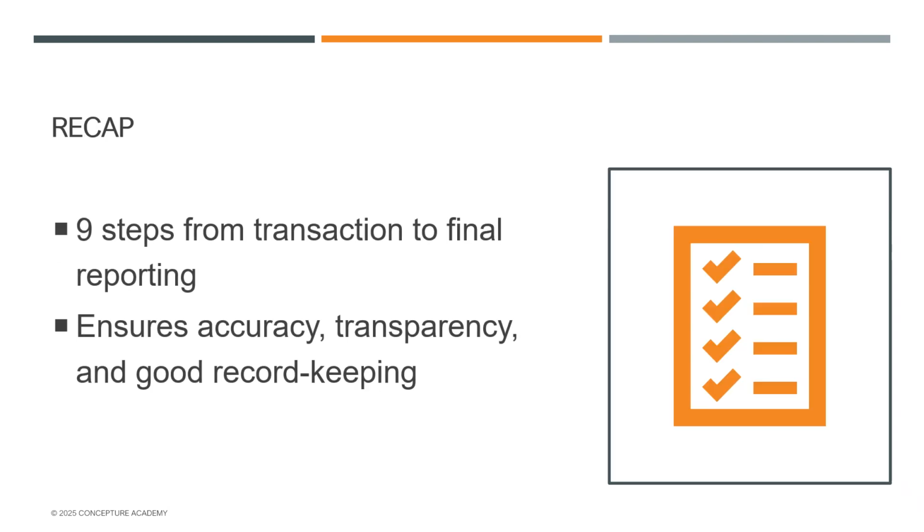Let's have a quick recap of what we have learned today. From recording the first transaction to preparing the final reports, accounting follows 9 key steps that involve identifying, recording, posting, adjusting, and final reporting. So each step ensures accuracy, transparency, and reliable record keeping, turning everyday business activities into clear financial insights. So it's a complete journey of transaction from entry to the financial statement preparation.